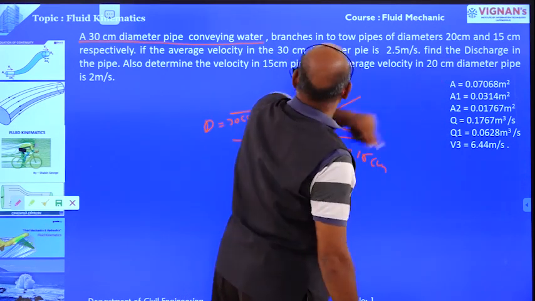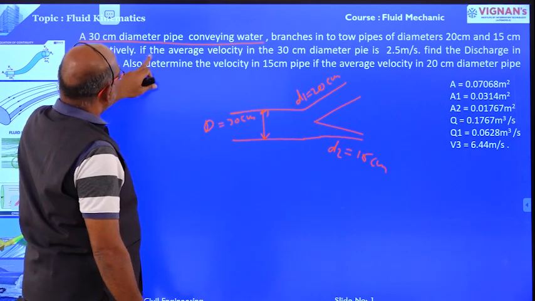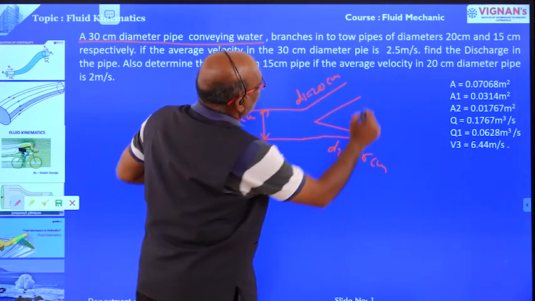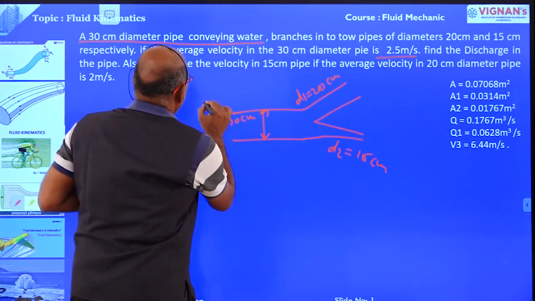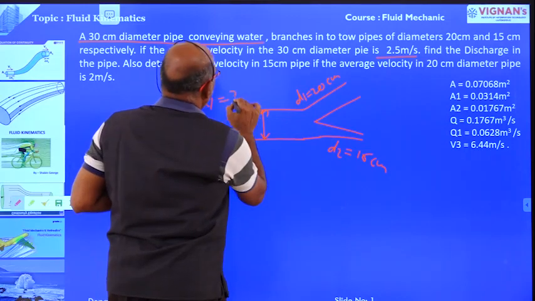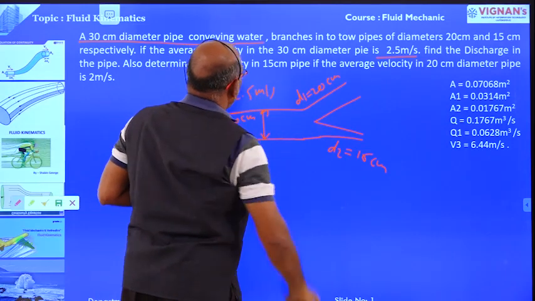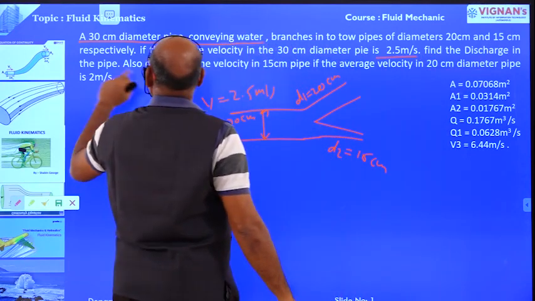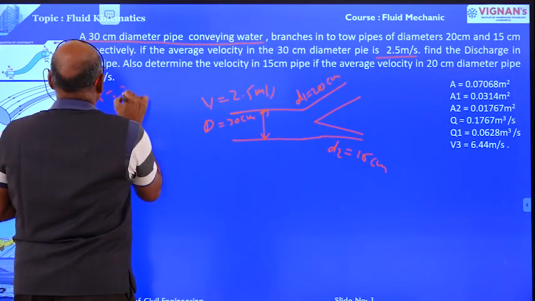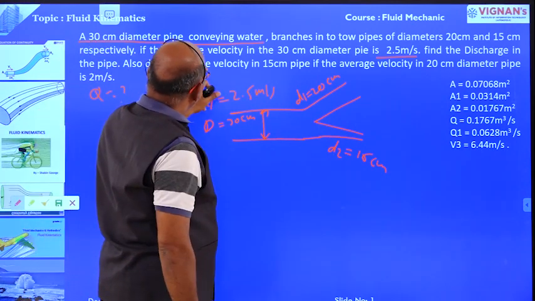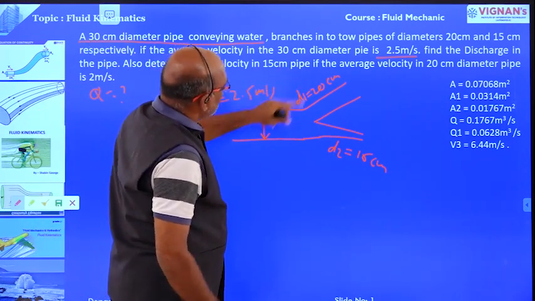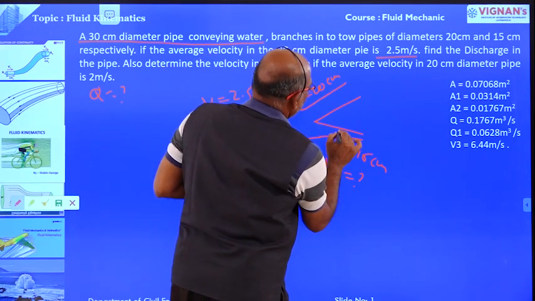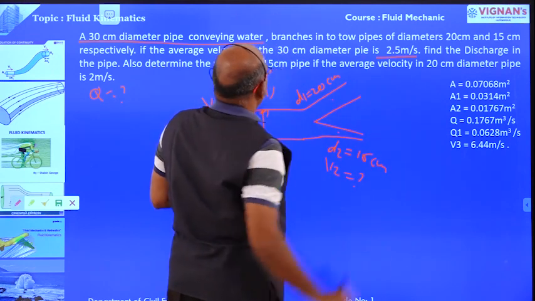This is equal to 20 centimeters, say this is D1, and another one, D2, is equal to 15 centimeters. Then, if the average velocity in the 30 centimeter dia pipe is 2.5 meters per second, find the discharge in the pipe. What is Q? Also determine the velocity in the 15 centimeter pipe. That means what is V2? This is the 15 centimeter pipe, this is the 20 centimeter pipe.